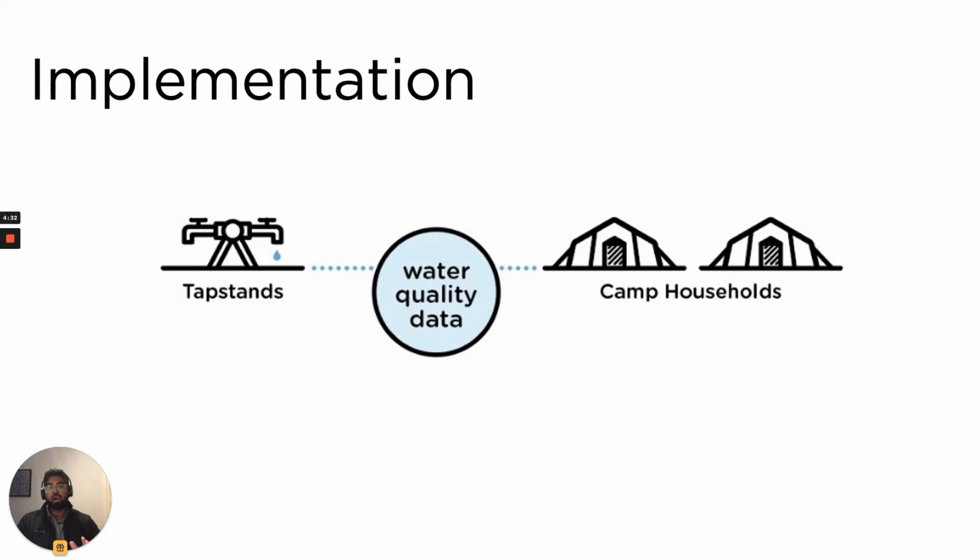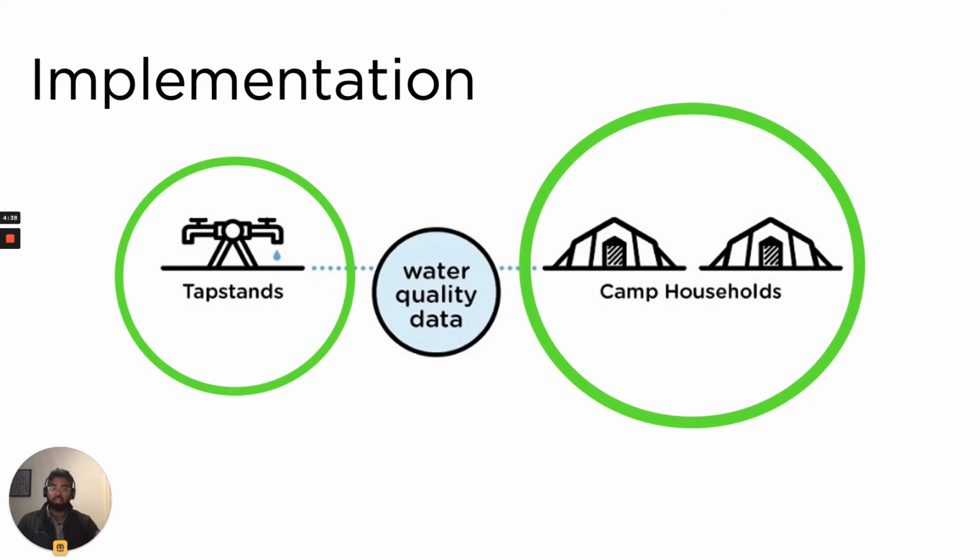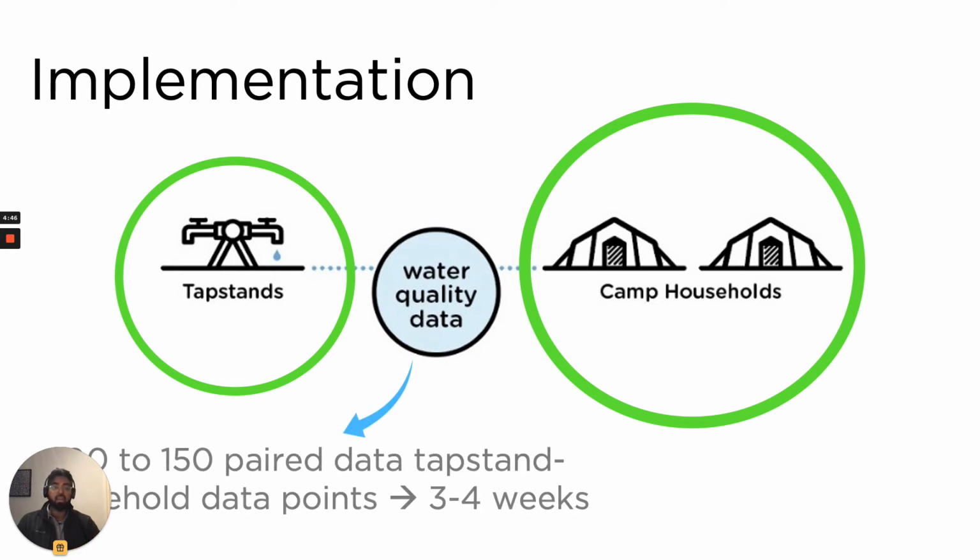It simply requires a small reorganization of FRC monitoring to focus on both the tap stand and the household instead of just tap stands. The SWOT can generate a site-specific chlorination recommendation with just 100 to 150 paired tap stand household data points that can be collected in about 3 to 4 weeks of regular data collection. The SWOT chlorination recommendation adapts to changing conditions in the field as well, as field workers continue to monitor and upload water quality data.